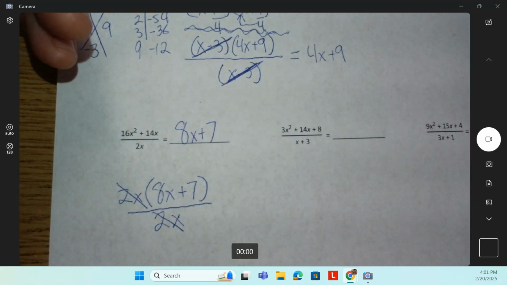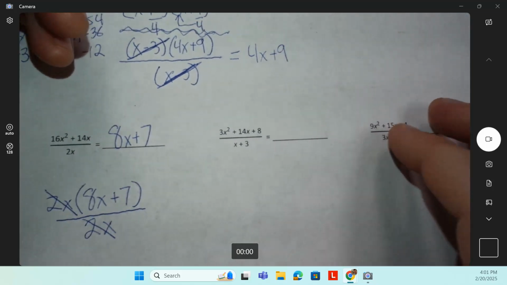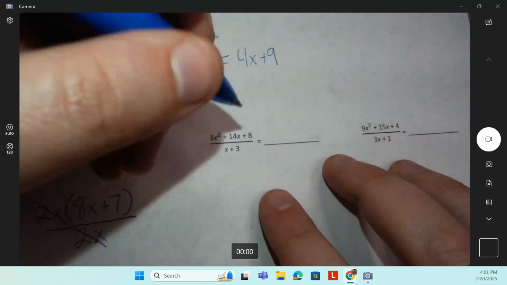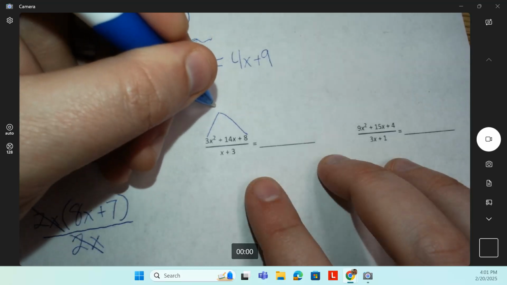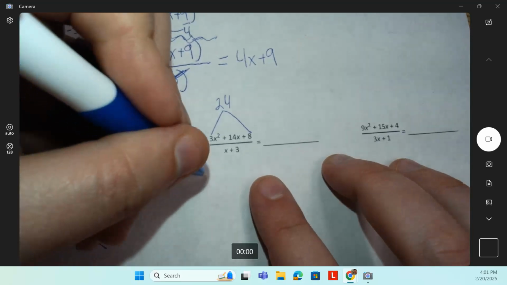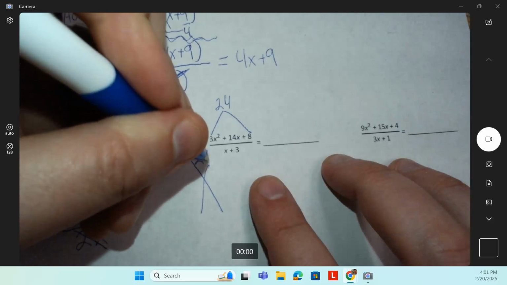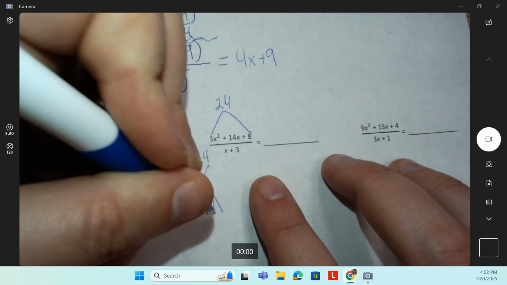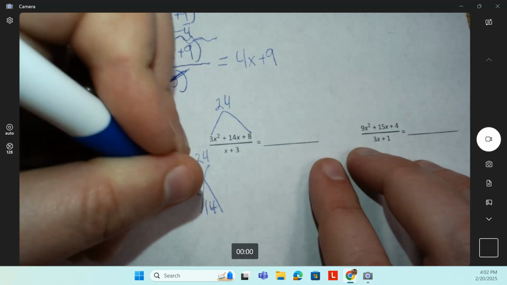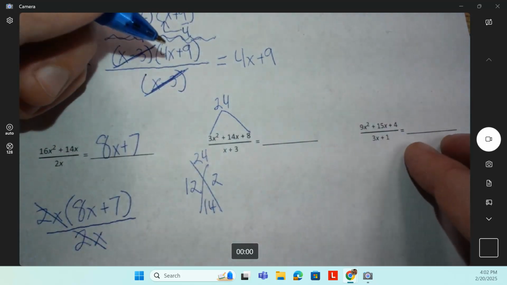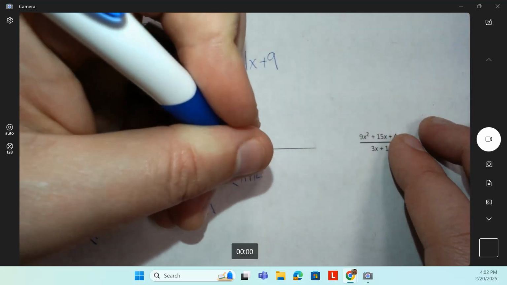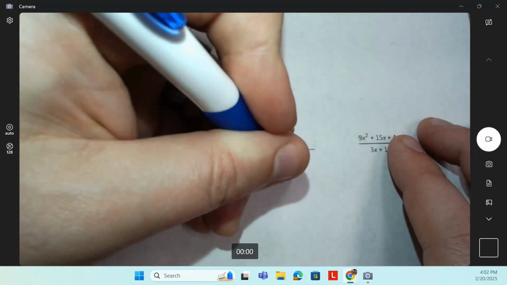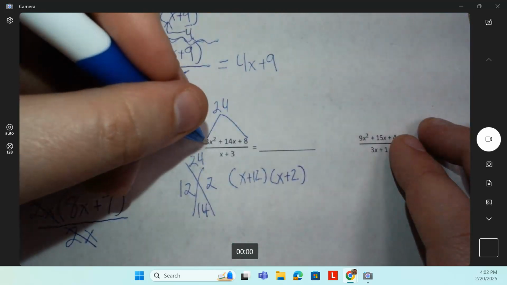Really here, the main thing is, can you factor these accurately? And looking at our different things to do for it. Here it doesn't divide by anything, so I'll multiply to get 24. Something that multiplies to 24 and adds to 14 would be 12 and 2. And so again, write that as x plus 12 and x plus 2.